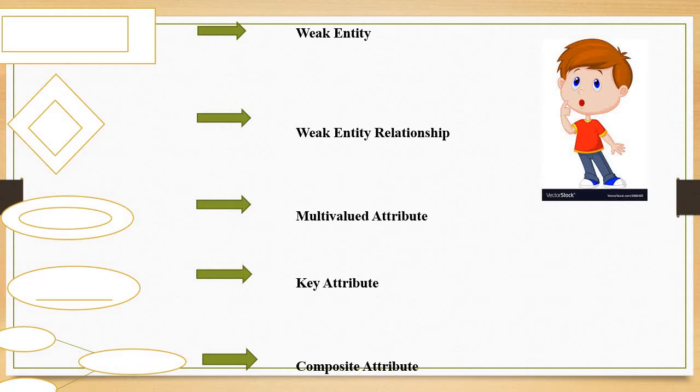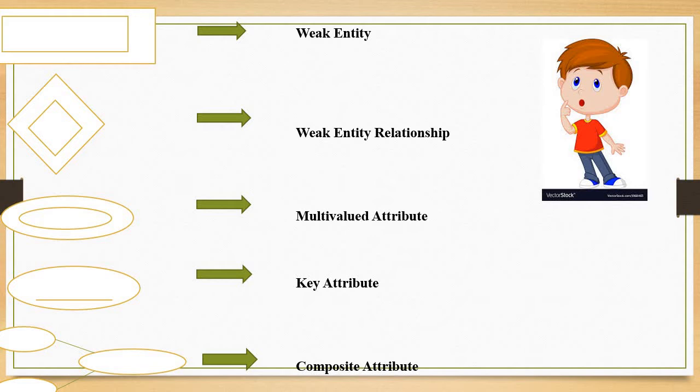Now the ellipse inside the ellipse represents the multi-valued attributes. Now the next one is the key attribute. What is a key attribute here? If it is a unique characteristic of the entity, which can be uniquely identified in a set, it is known as a key attribute. Now the fifth symbol is the composite attribute. These are the symbols which you have to draw in representing the ER diagram.